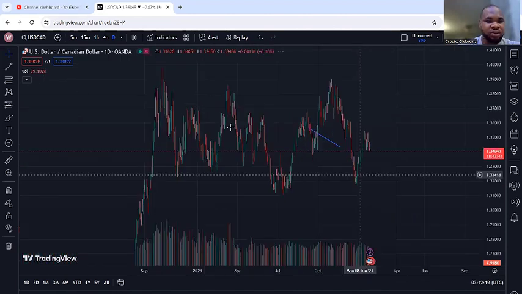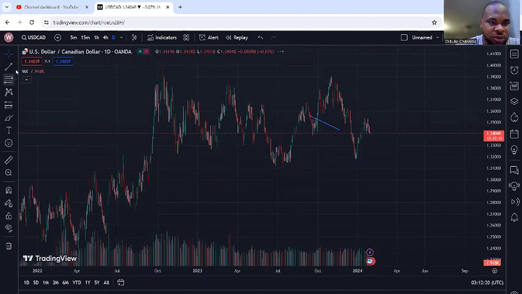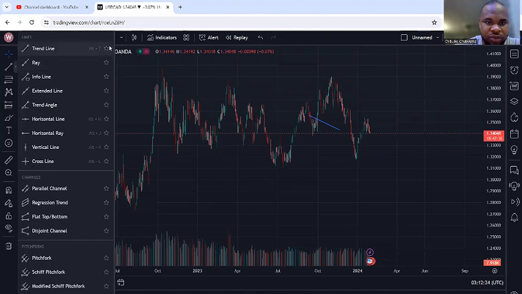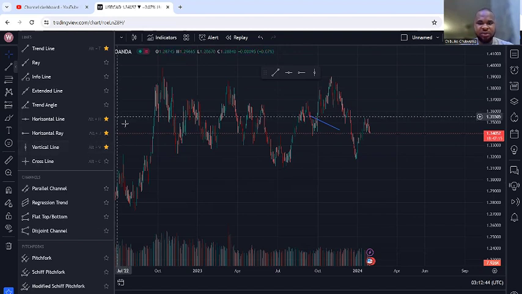Now another thing I want you guys to know is this. When it comes to these tools, I use this trend line. I use the horizontal line too. Most times I use this horizontal ray just to get the high and low of the days. Now vertical line as well. I think those are the four tools I pick here.